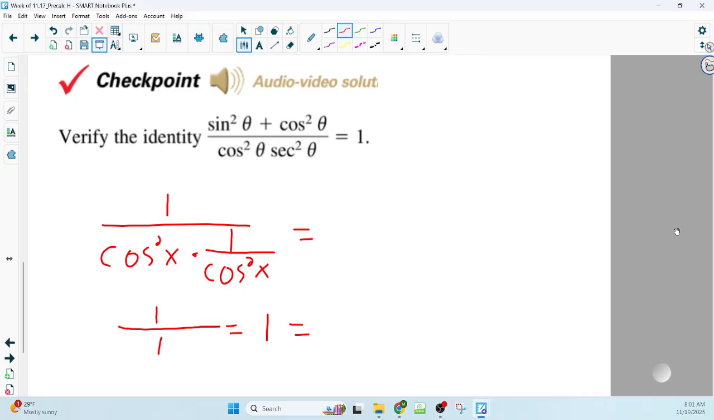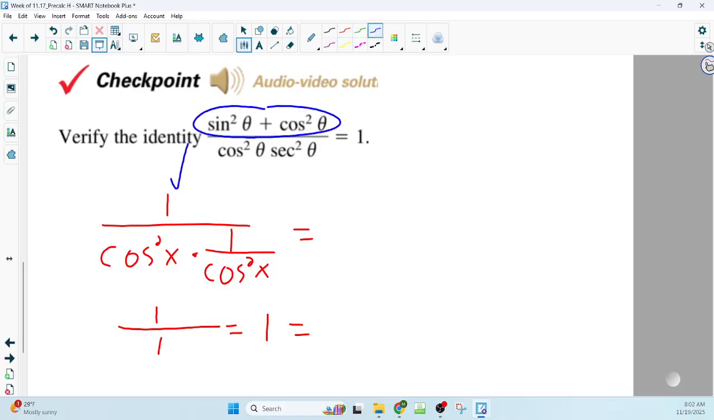Okay, so here is what happened. We changed sine squared plus cosine squared to 1 because this does in fact equal 1. And then we had cosine squared, and I changed secant to 1 over cosine. I noticed that that's just cosine squared over cosine squared, right? Top times top, bottom times bottom. 1 over 1 is 1, and 1 is 1. Check mark. We did it. Okay? That's pretty much what we're trying to do.